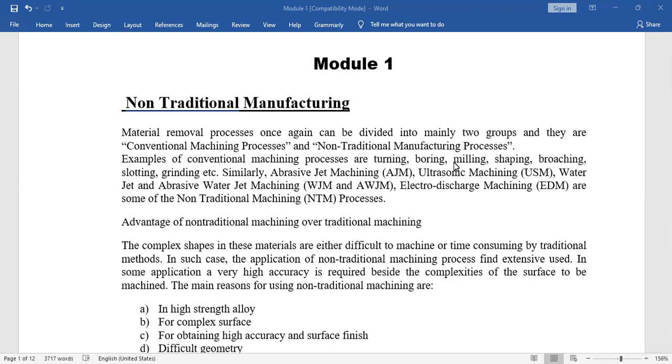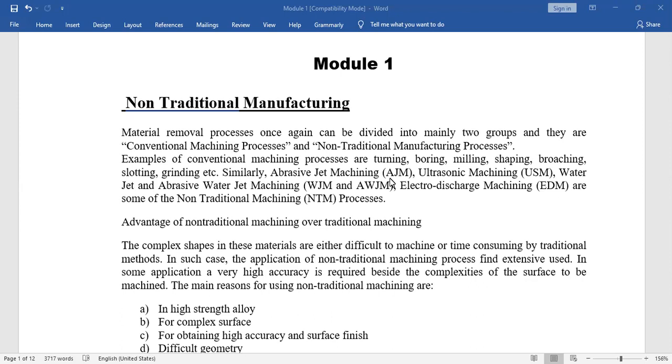Okay, so first see the example. The examples of your conventional machining process are turning, boring, milling, shaping, broaching, slotting, grinding, etc. And for the non-traditional machining process, the examples are abrasive jet machining, ultrasonic machining, water jet and abrasive water jet machining, then electro discharge machining. So these are some examples of your non-traditional machining process. Now what is the difference between both?